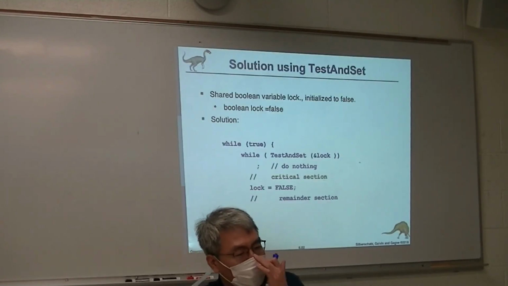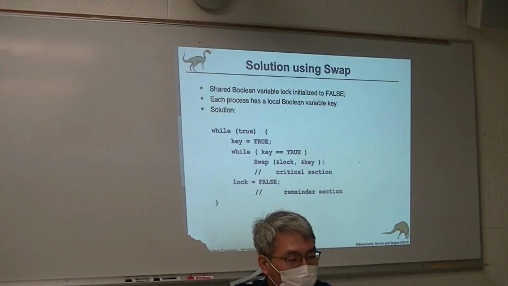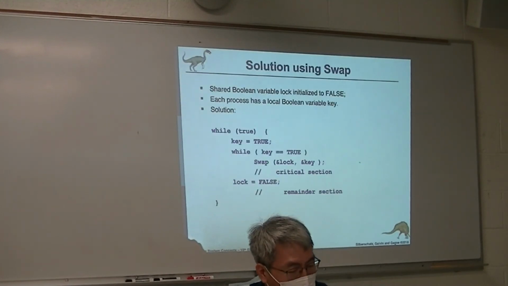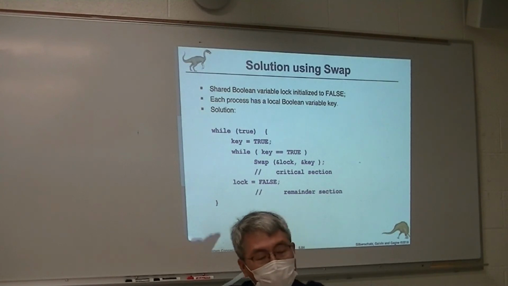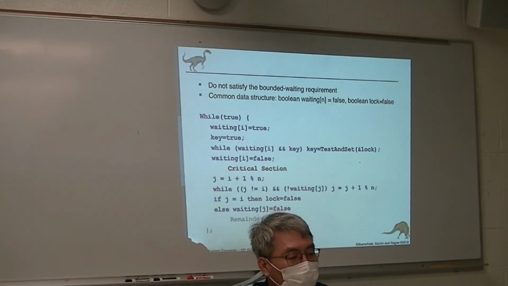So I already explained about the test and set. And this is the old version. I put the older version also, but it's just basically the same idea. And we can enter the critical section. Then this is the exit, and this is the entry. Okay.